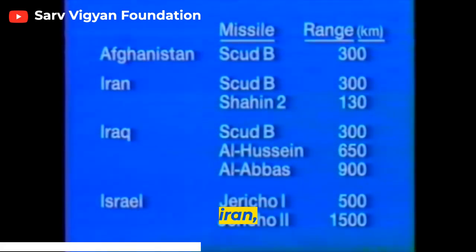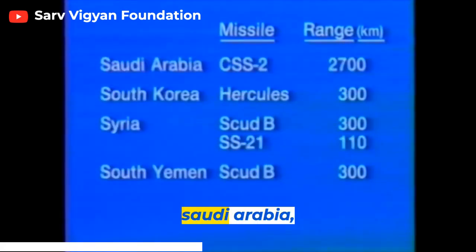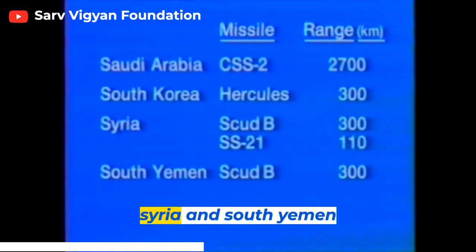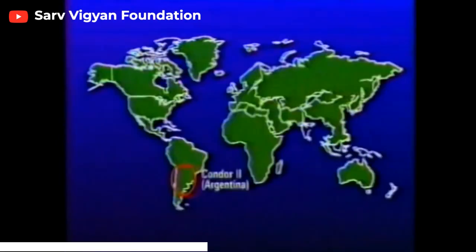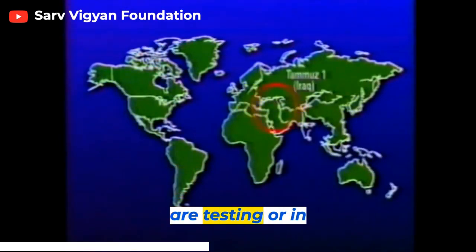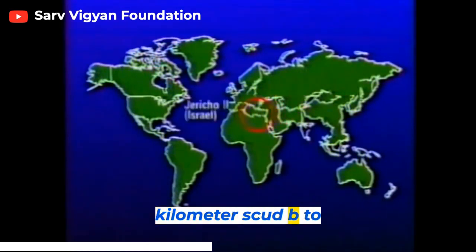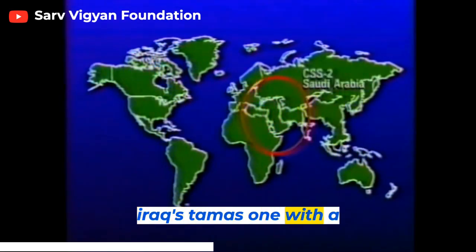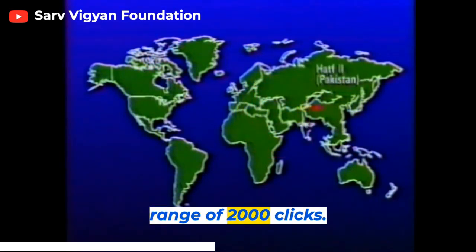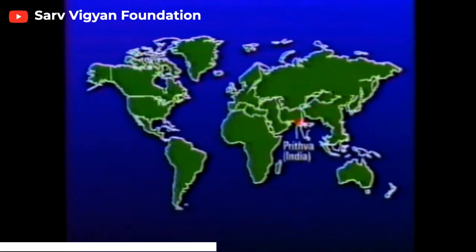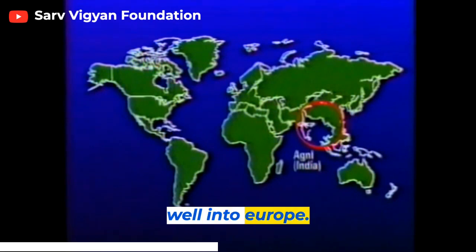Afghanistan, Iran, Iraq, Israel, Saudi Arabia, South Korea, Syria, and South Yemen have missiles in service with ranges up to 2,700 kilometers. These other countries are testing or in development of missiles from North Korea's 300-kilometer Scud-B to Iraq's Tamuz-1 with a range of 2,000 clicks. As you can see, these missiles reach well into Europe.